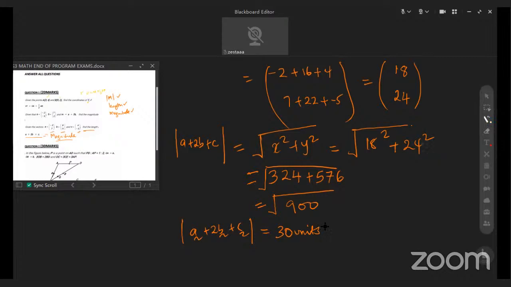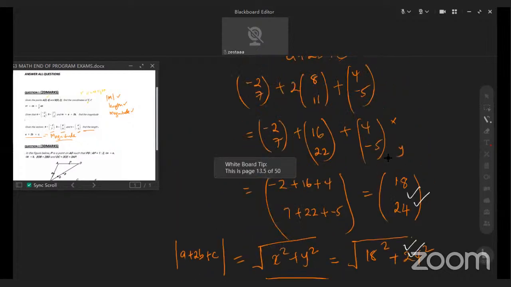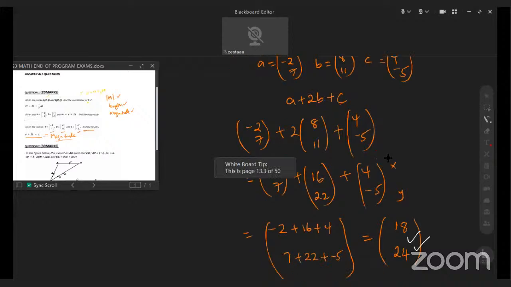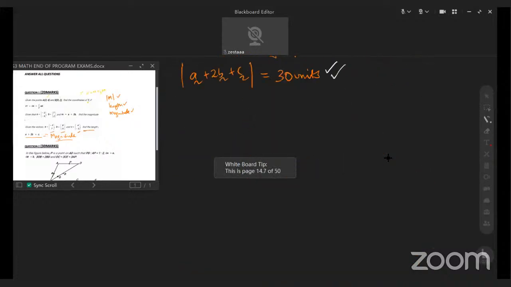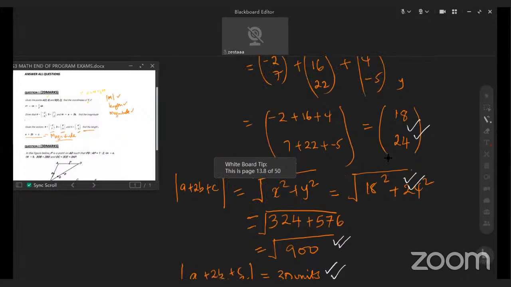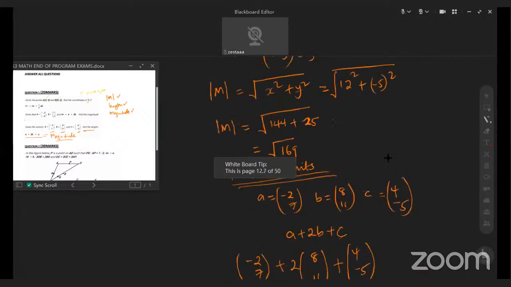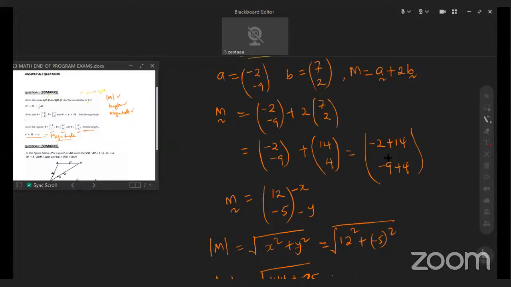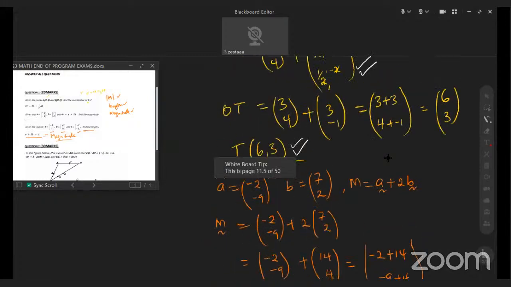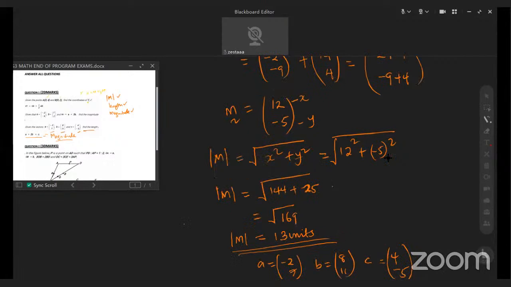So getting this and then doing the right substitution, okay? Please, the right substitution is key. And also you finding the vector A plus 2B plus C, that is what will earn you the marks. Doing the right substitution is key. All right, so this was really testing the skills of adding, multiplying, subtracting the vectors, and then getting the magnitude of those vectors.